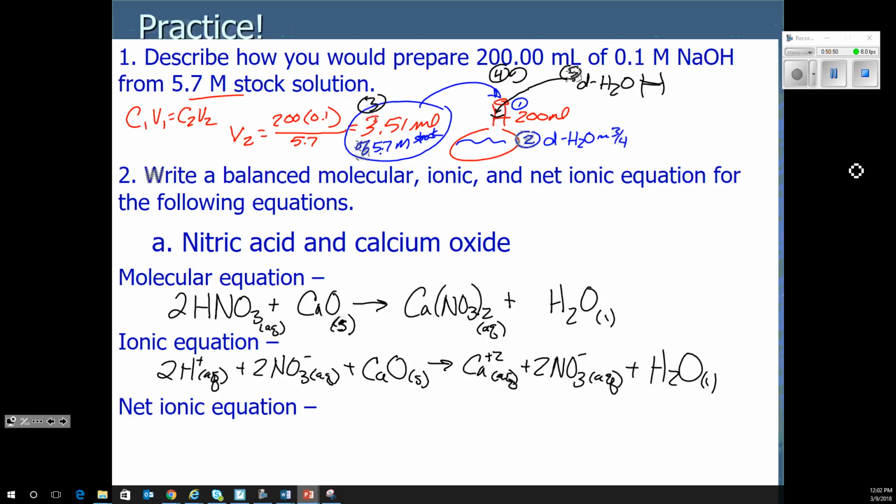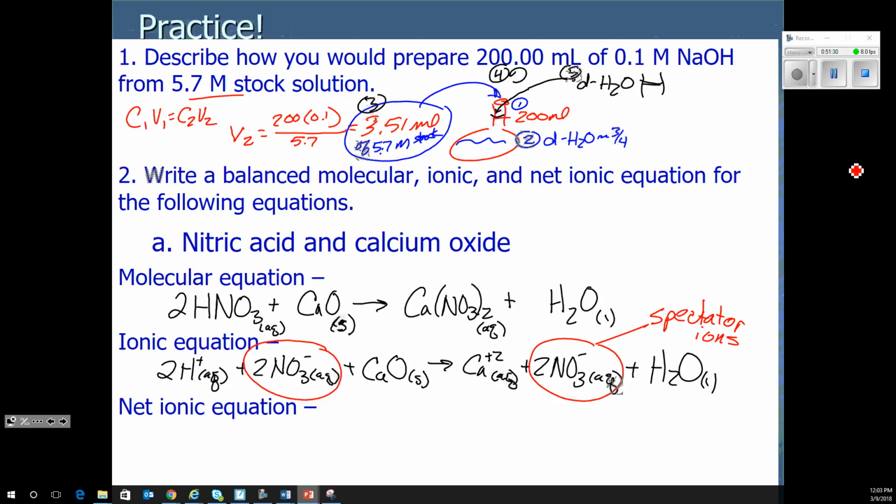Be brave, be brave. If you got it, raise your hand, be proud. Okay, we had a few. What are my spectator ions? Wait, so why wouldn't you separate this CaO? Because it's a solid. So I can't separate solids, liquids, or gases. Okay? All right, so what are my spectators? The nitrates are my spectators here and here, exactly the same. So these are spectators. Okay, and that's the only one, right?